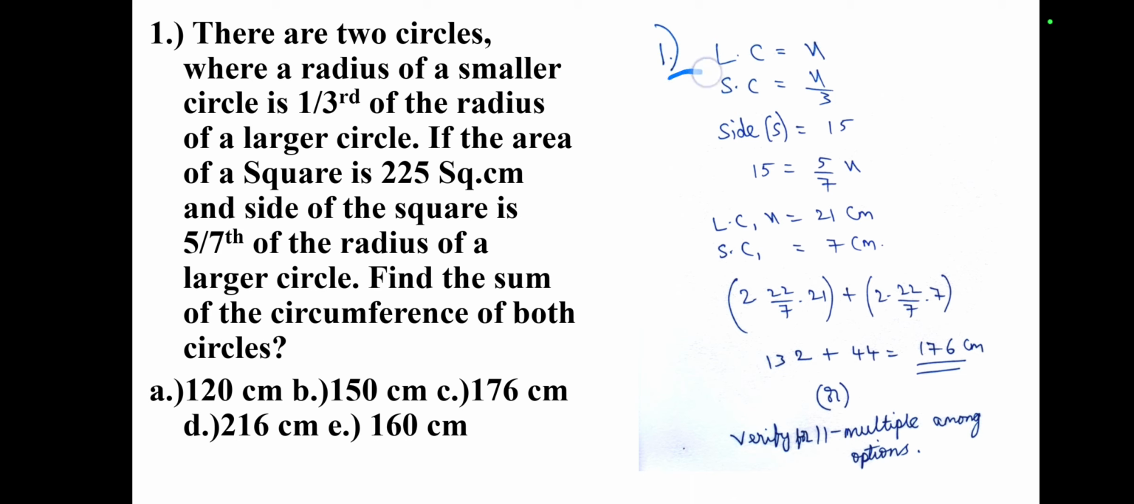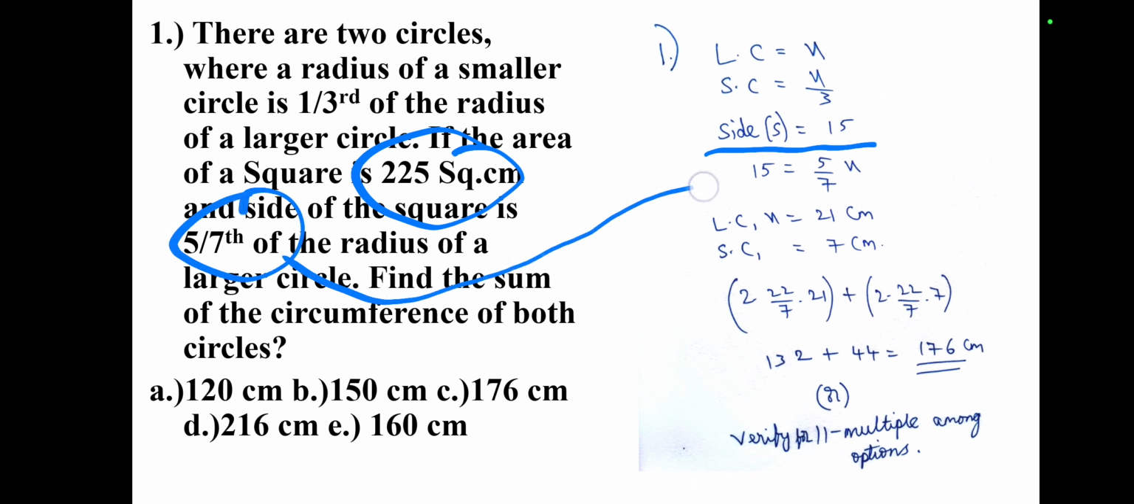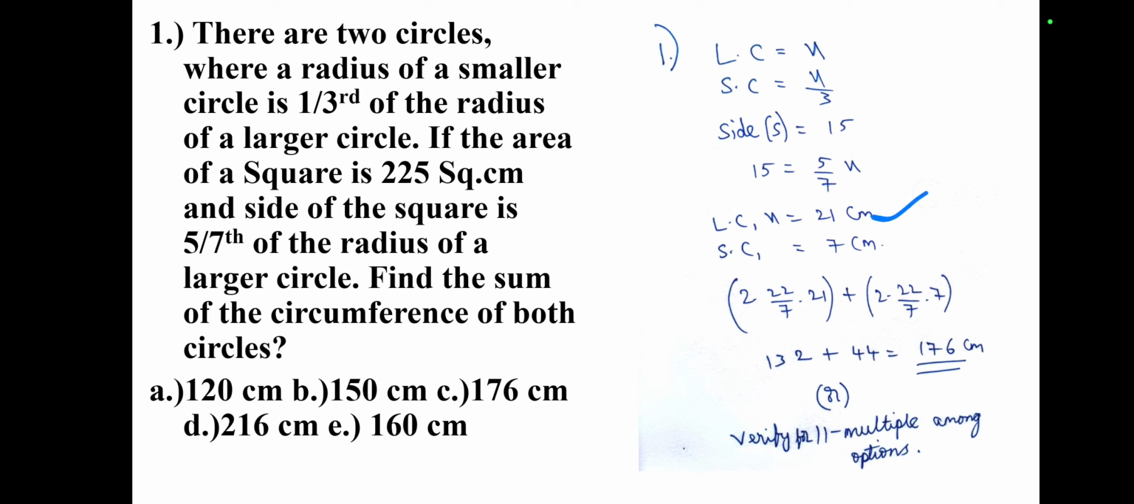Let us consider the radius of the large circle as x and the radius of the small circle as x by 3 according to this condition. Next, the area of the square is 225 square centimeter, so obviously the side measurement is 15 centimeter. According to this condition, the side is 5/7 of the radius of the large circle, so 15 equals 5/7 into x. Therefore, x equals 21 centimeter, which is the radius of the large circle, and the radius of the small circle is 7 centimeters.